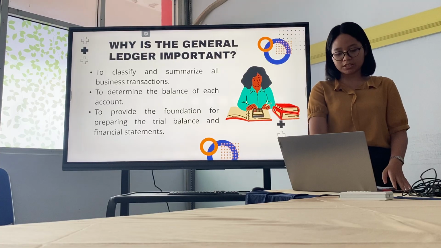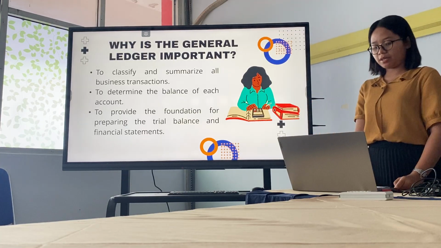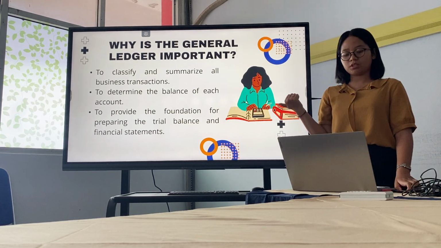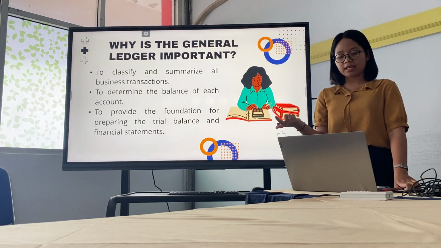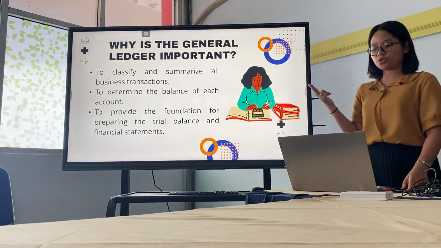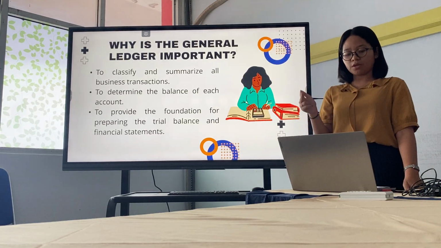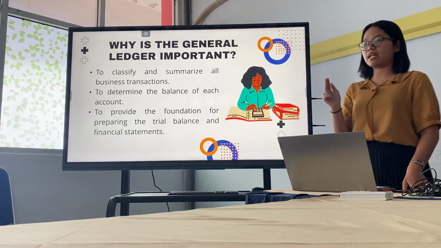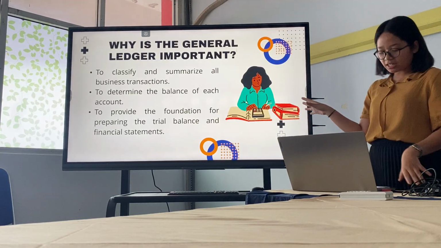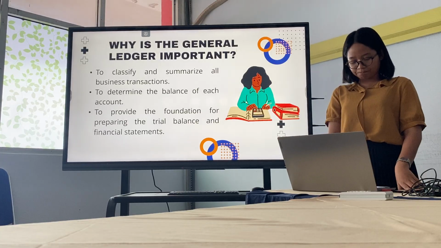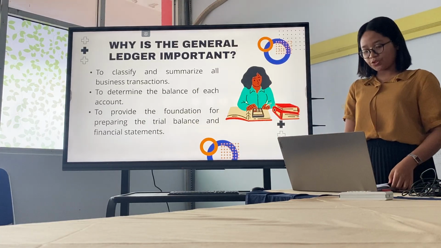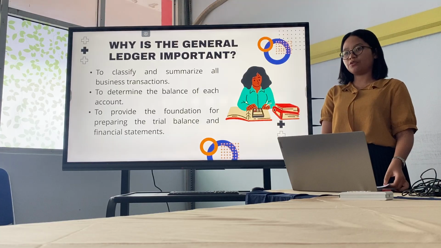And why is the general ledger important? First, to classify and summarize all the business transactions. The second is to determine the balance of each account. The third is to provide the foundation for preparing the trial balance and financial statements. So without the general ledger, we would not know the true value of our accounts.